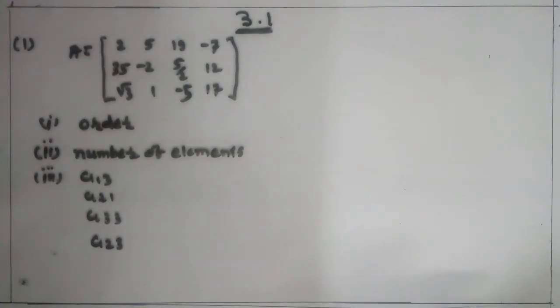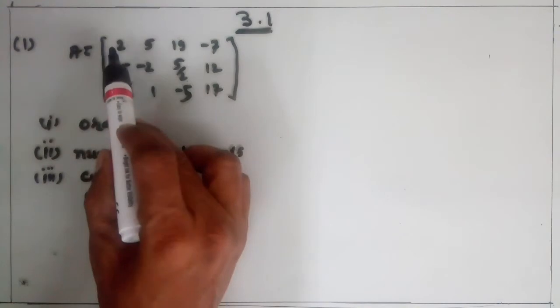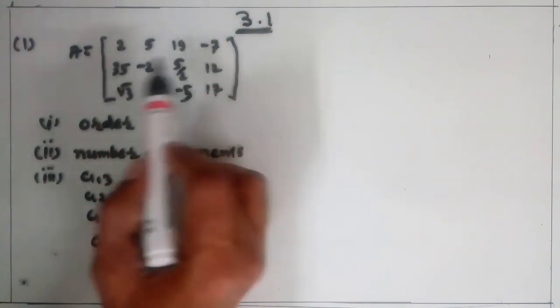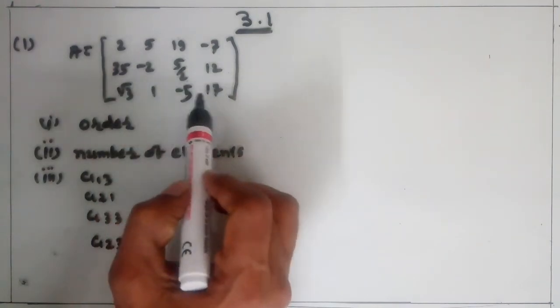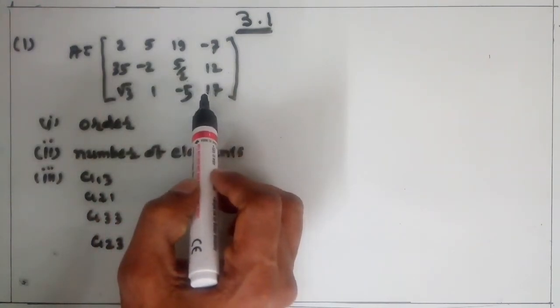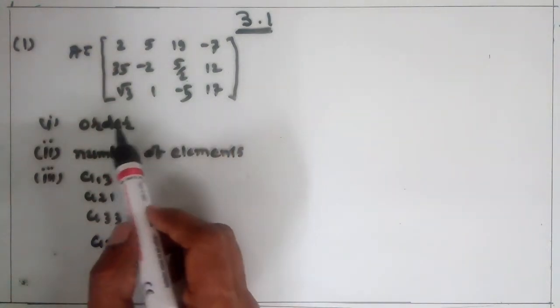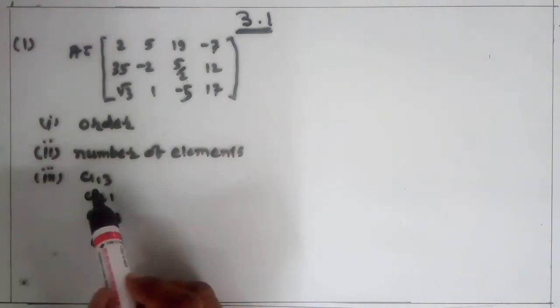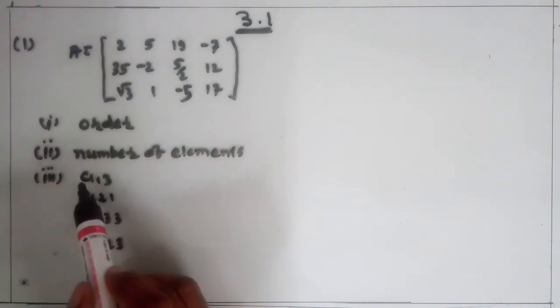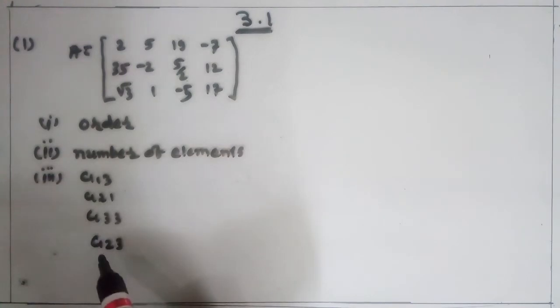Students, here we solve some questions of exercise 3.1. Question number 1. The matrix A is equal to 2, 5, 19, minus 7; 35, minus 2, 5 by 2, 12; root 3, 1, minus 5, 17. Write the order of this matrix, the number of elements of this matrix, and the elements A13, A21, A33, A23.